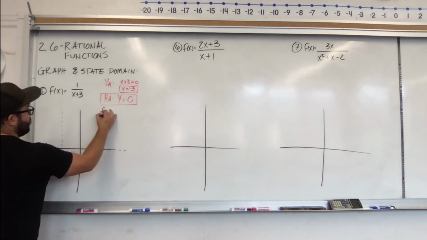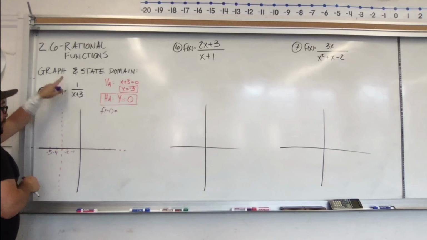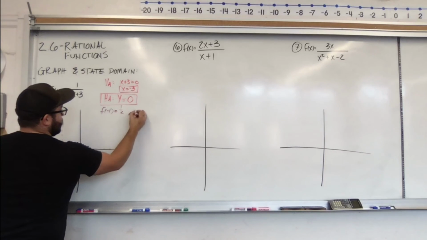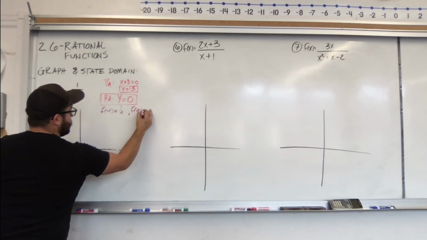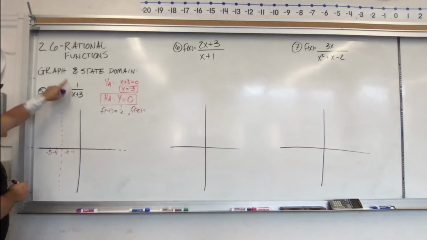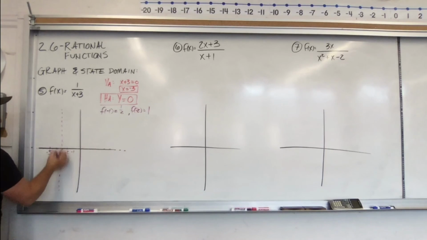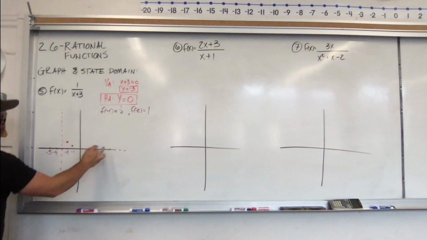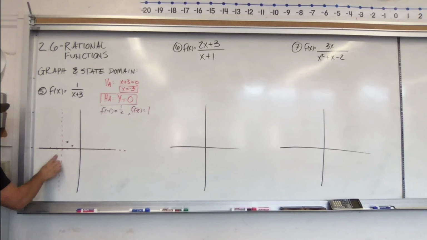So let's start with f of negative 1. Plug in negative 1, you get 1/2. Oops, we'll do f of negative 2. Plug in negative 2, you get 1 over 1, or 1. So we know to the right of this vertical asymptote, at negative 2, we go up 1. And at negative 1, we go up 1/2. So we're going to have it curving like that. I'll kill off these numbers just to clean it up a bit for us.